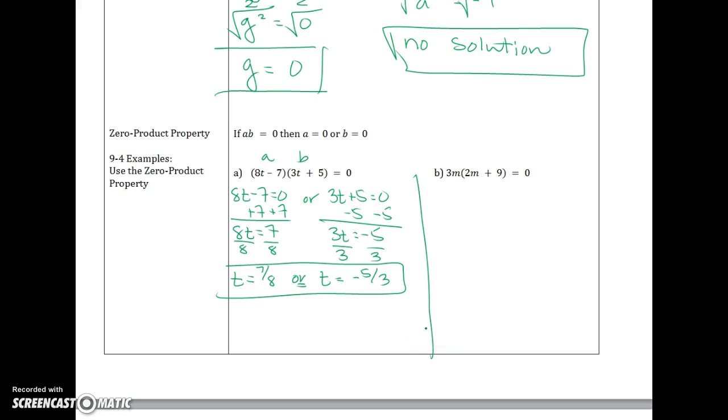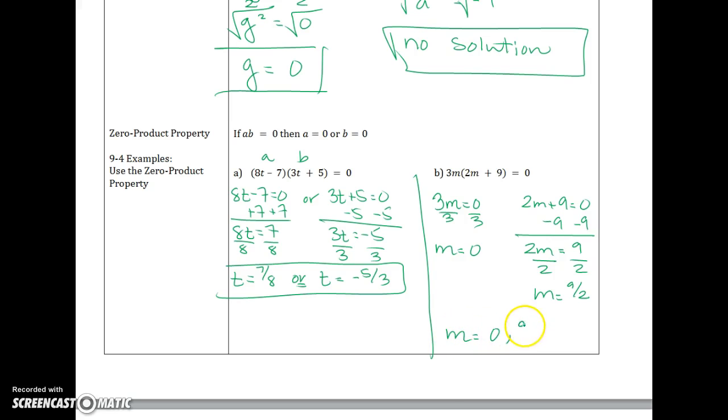So looking at B, also already factored, I'm going to show you this, and you're going to see and like, oh, that's kind of easy. 3m equals 0 and 2m plus 9 equals 0. Only issue here is this, where people have to divide by 3 for some reason. I don't know what happens, but it should be m equals 0, because 0 divided by 3 is 0. And then for this one, just a little bit more work than the other. 2m is equal to negative 9, divided by 2, m equals 9 halves. So m equals 0 or 9 halves.